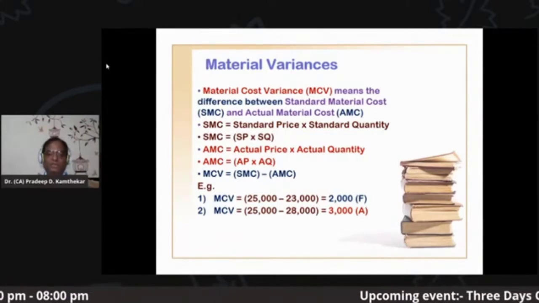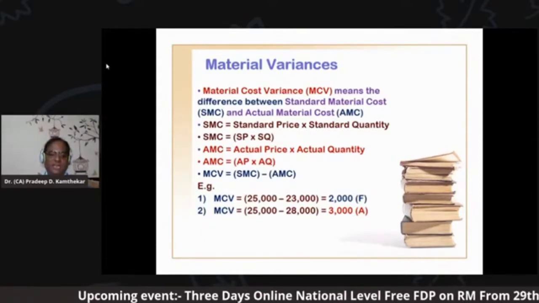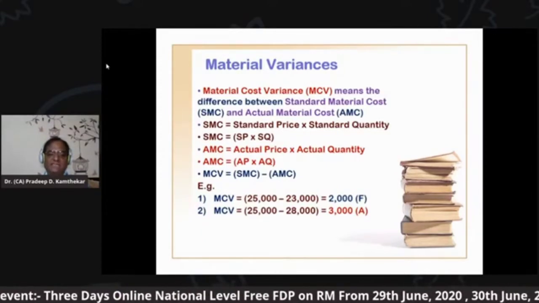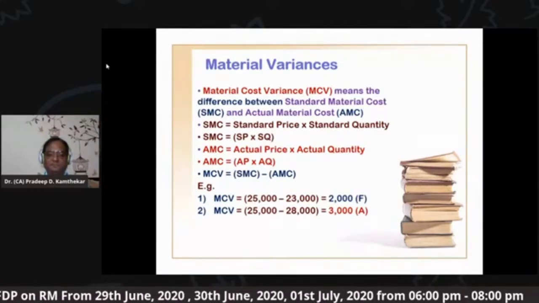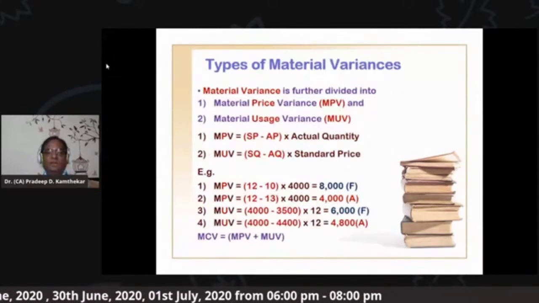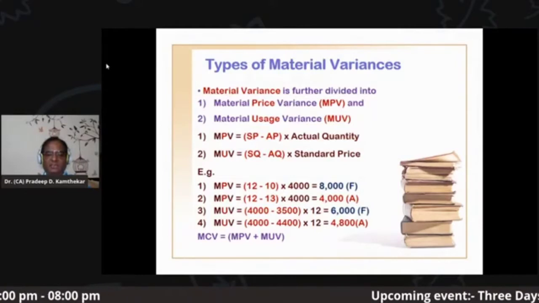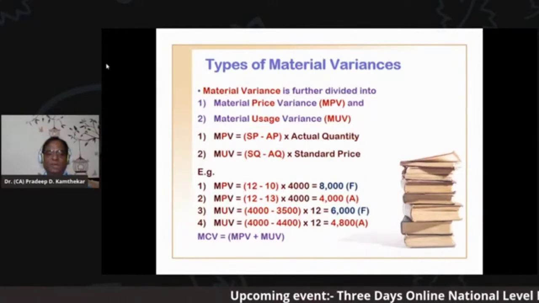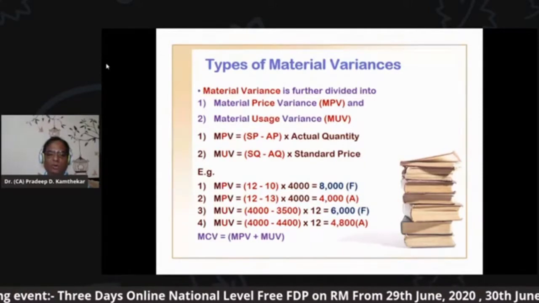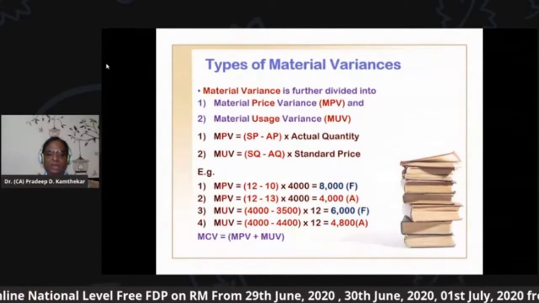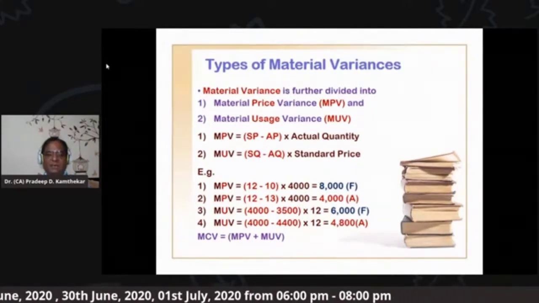In detail, we are going to see all this with examples. This is just to make you understand how these variances are calculated as favorable and adverse variance. Now, these material variances are further divided into two variances: material price variance and material usage variance. There is one more, material mix variance, but that is not in the syllabus of the third year commerce degree, that is there at master's level.